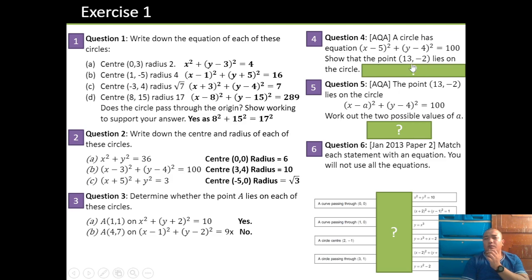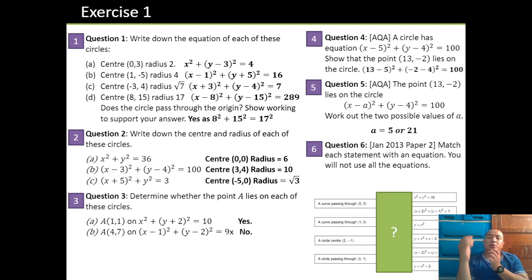Next, a circle has equation, yes. Show that the point 13, negative 2 lies on the circle. 13 minus 5, 64 plus 36, correct. Yes. The point 13, negative 2 lies on the circle. Work out the two possible values of A. A is either 5 or 21. Yeah, just like what we did a while back. Substitute the value of x by 13, y by negative 2. Then you will be able to solve for A.